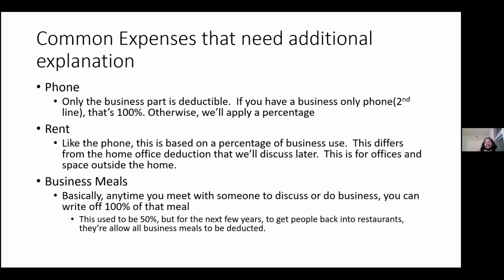Like the phone, this is based on a percentage of business use. This differs from the home office deduction that we'll discuss later, because in COVID, a lot of us have been working from home, and you can deduct some of your general home expenses as a reduction of income on the Schedule C. It's a special Schedule C only deduction. This is for offices and spaces outside your home. So rent is not the same thing as the rent that you pay for your home. Rent is for stuff that you do outside your home.